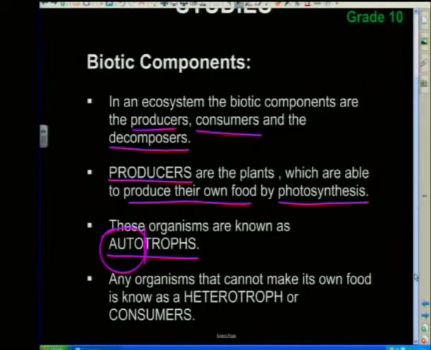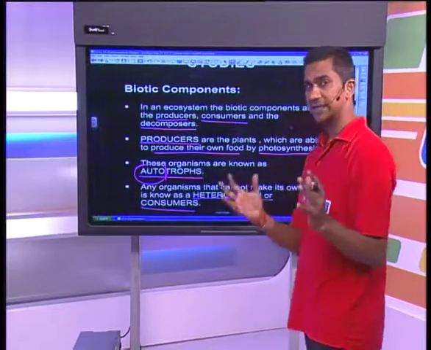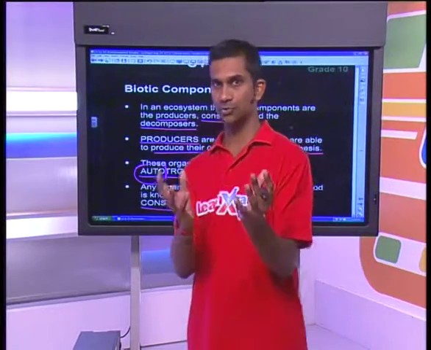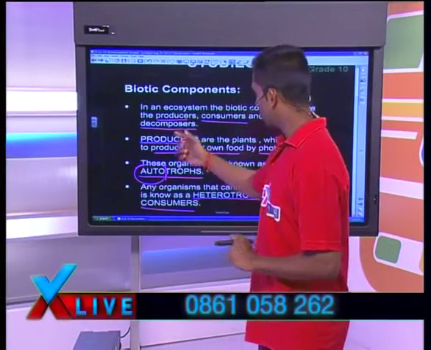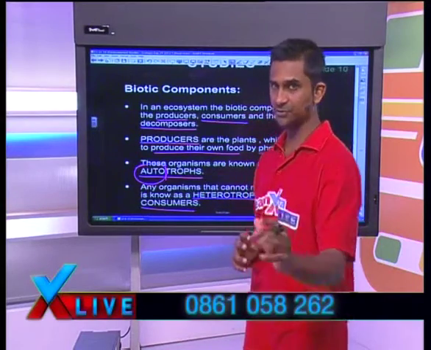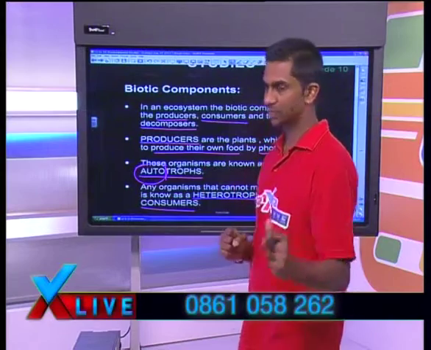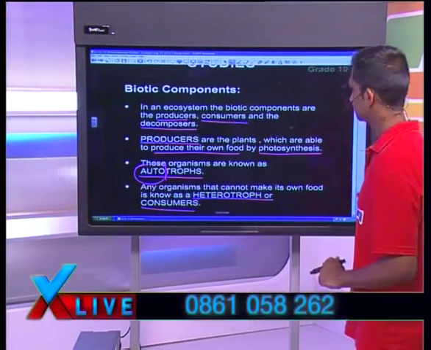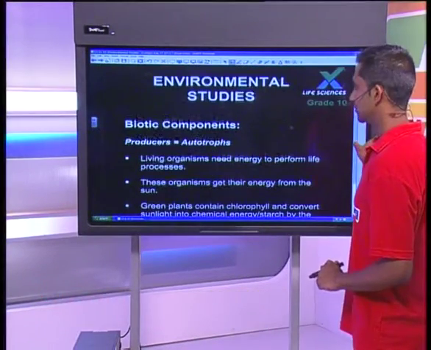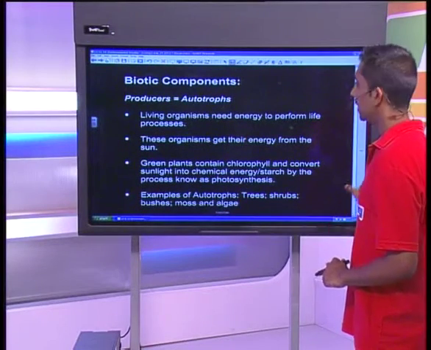Any organism that cannot manufacture its own food is referred to as a heterotroph, or they're also known as consumers. So we can broadly classify the biotic components into 2 groups, the autotrophs and the heterotrophs, or we can call them the producers and the consumers. Let's look at the producers or the autotrophs in further detail.